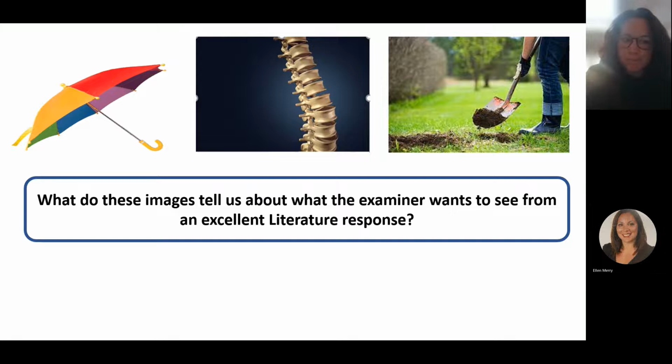It focuses on Romeo and Juliet. So there's a quick question on the slide there. What do these images tell us about what the examiner wants to see from an excellent literature response?